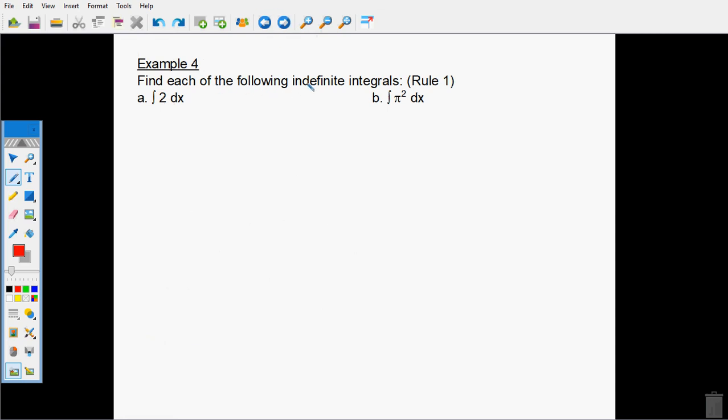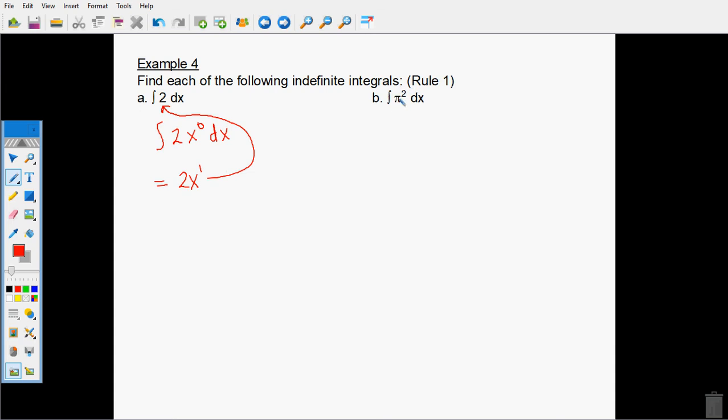So we want to find each of the following indefinite integrals. You can think about this as the integral of 2x to the 0. Well, what did I need to start at to get a derivative of 0 or an exponent of 0? I must have started with an x to the 1. How did I get the 2? I must have started with a 2 out front. So my integral or antiderivative was 2x because my derivative was 2.